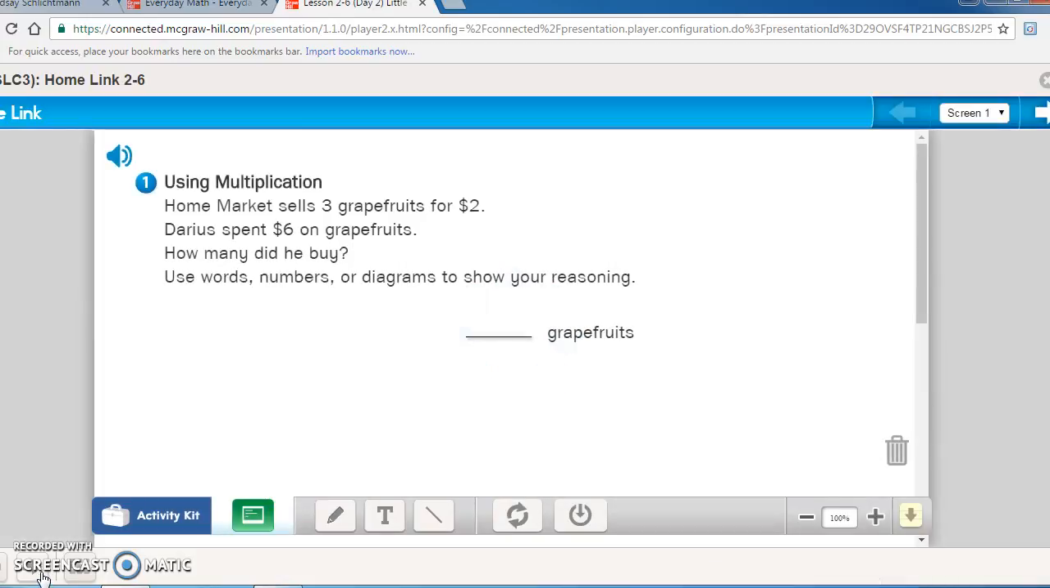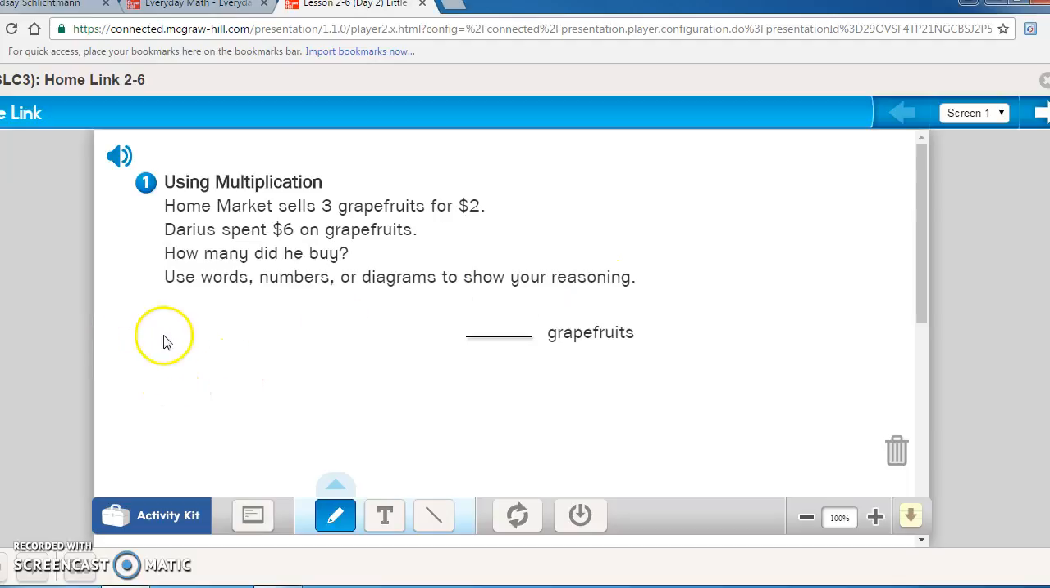Using multiplication. Home Market sells 3 grapefruits for $2. Darius spent $6 on grapefruits. How many did he buy? So remember, we can either use words, numbers, or diagrams to show your reasoning.